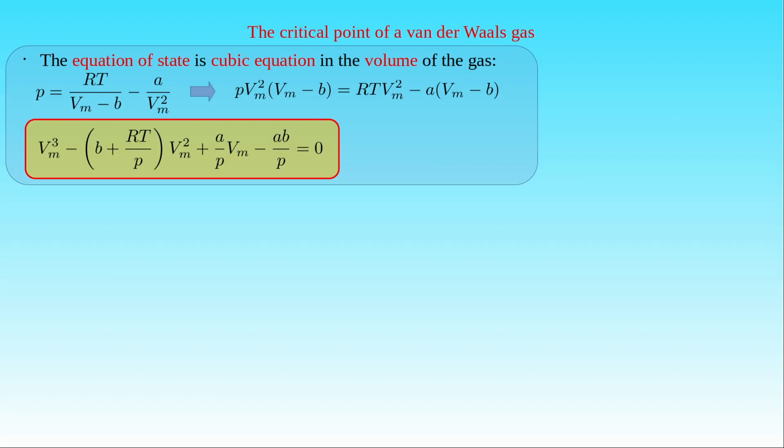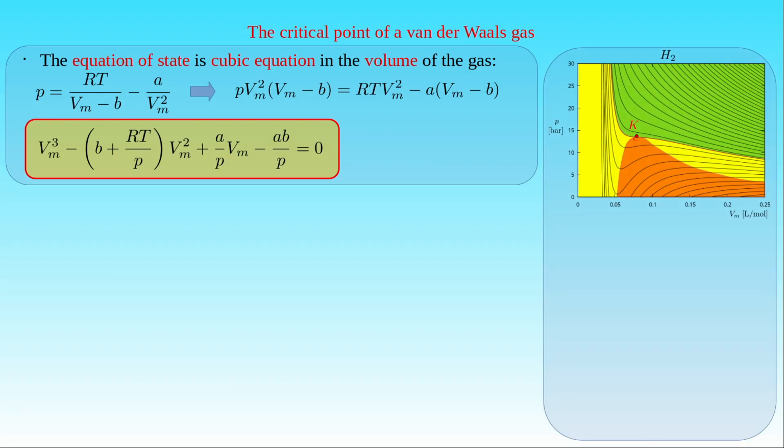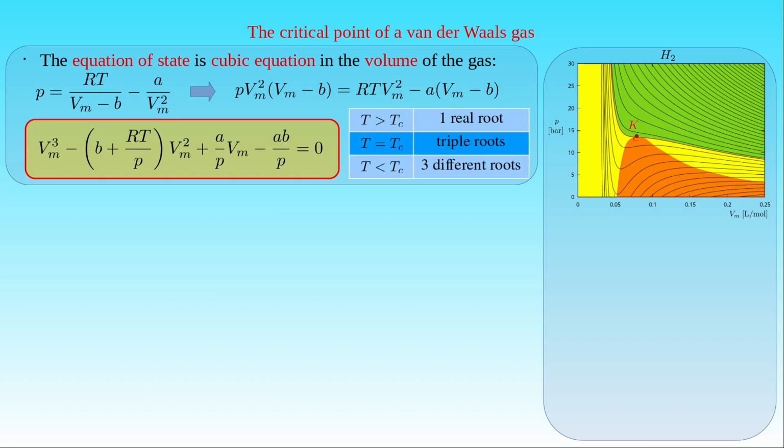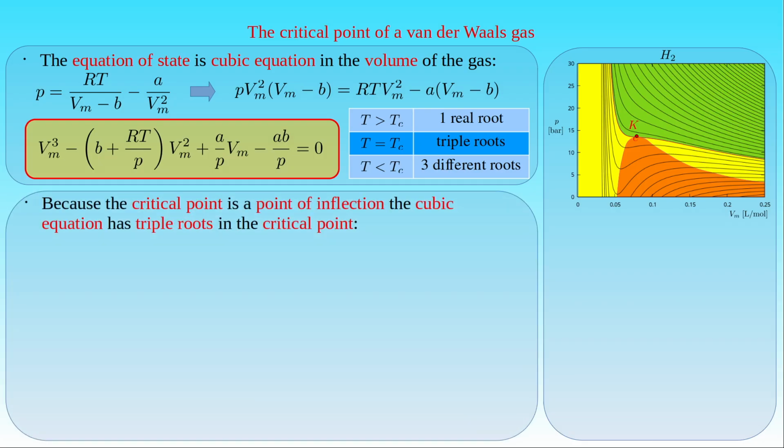As we have already discussed and as the isotherms for hydrogen show, the solutions of this algebraic equation can be separated into two, or including the critical isotherm, three classes. If we consider temperatures greater than the critical temperature Tc of the gas, then the equation has one real root. For the critical isotherm where the temperature is equal to Tc, the cubic equation has triple roots, that is three roots that are equal, whereas in the case of temperatures less than the critical temperature we will find three different roots. Because the critical point of a van der Waals gas is a point of inflection of its critical isotherm, the cubic equation has triple roots in the critical point.